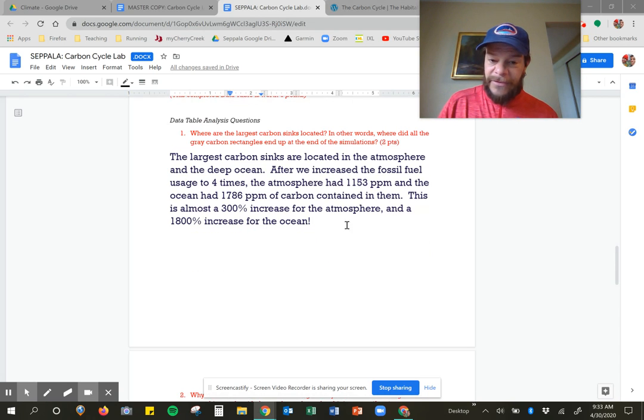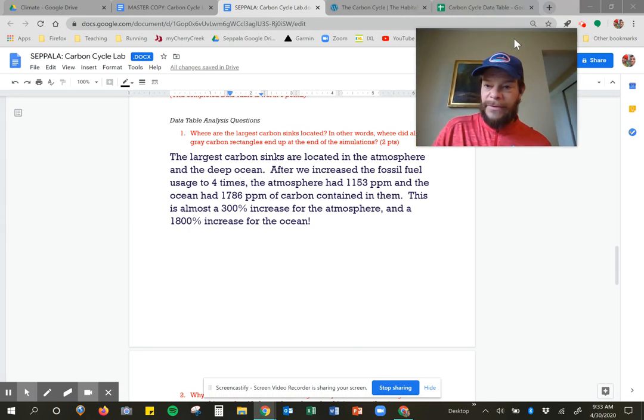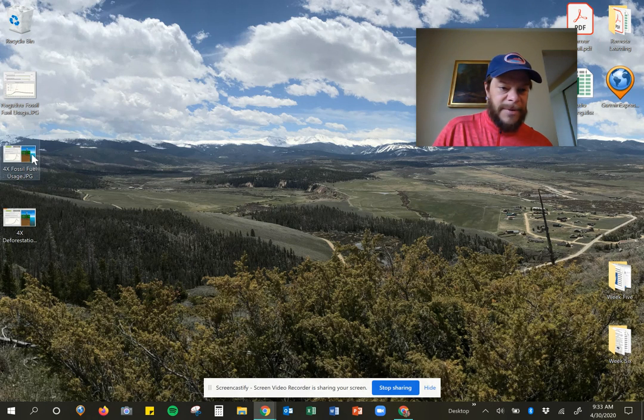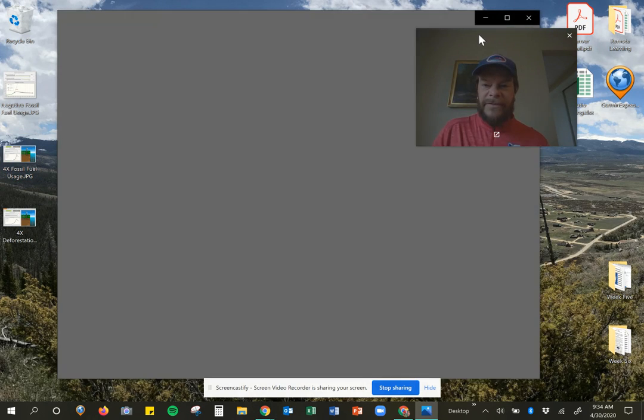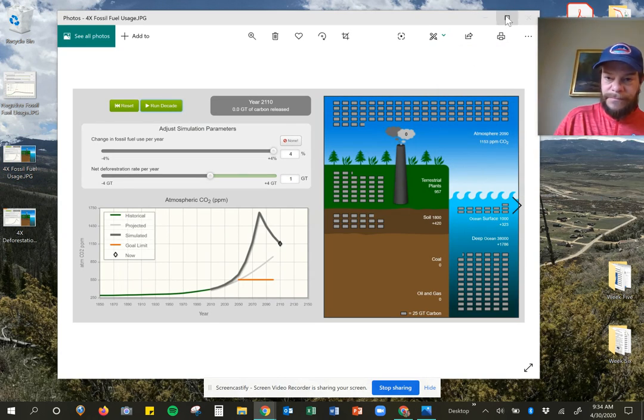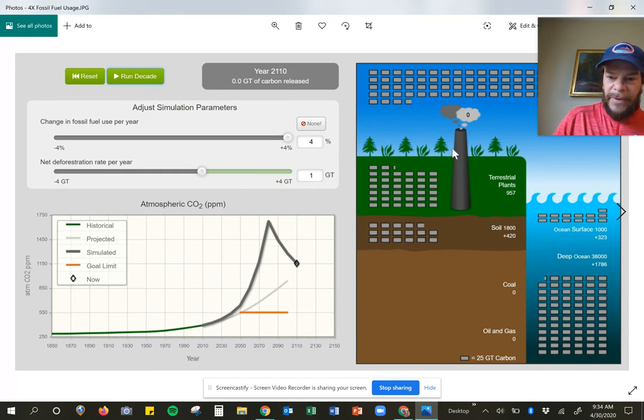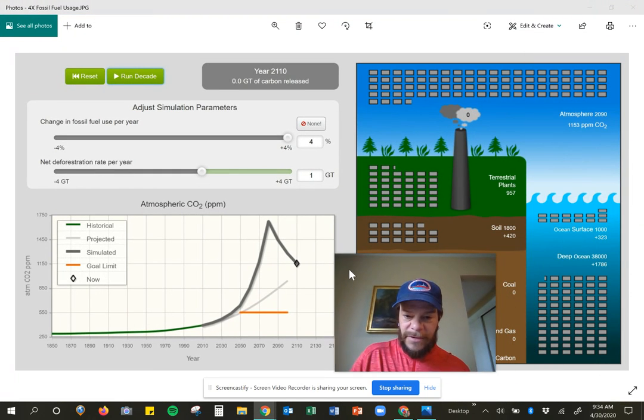The largest carbon sinks are located in the atmosphere and the deep ocean. After we increased the fossil fuel 4 times, the atmosphere had 1153 and the ocean 1786, a 300% increase and an 1800% increase. If we look here, here is a picture where we increase the fossil fuel usage.